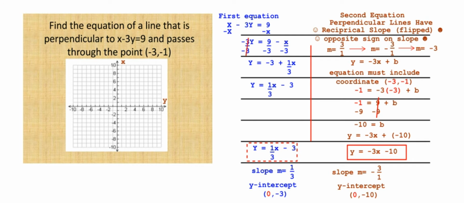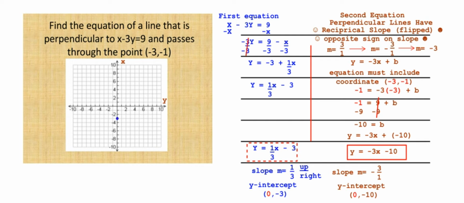Let's try plotting this. Let's not forget to label our x-axis and y-axis. Okay, and do notice, once again, we want to plot the first dot, which is the y-intercept, 0, comma negative 3. Once we plot our y-intercept, keep in mind, we're going to go up 1 and right 3.